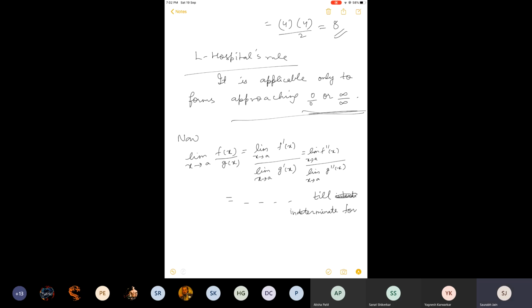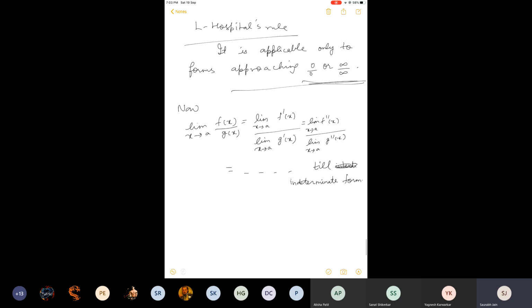See, you might have used differentiation many times. You might have learned some basic rules of differentiation like the product rule, division rule, etc. But here we are not applying any of those rules. What we are doing is differentiating numerator and denominator separately. This rule is called L'Hospital rule. It is used to evaluate the limits which are approaching 0 by 0 or infinity by infinity.